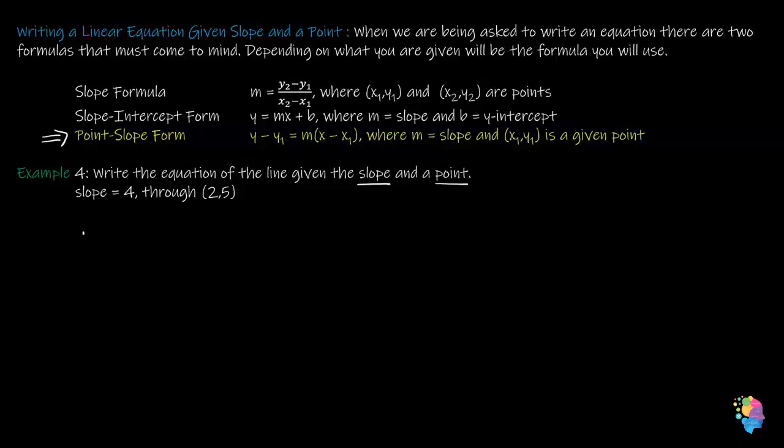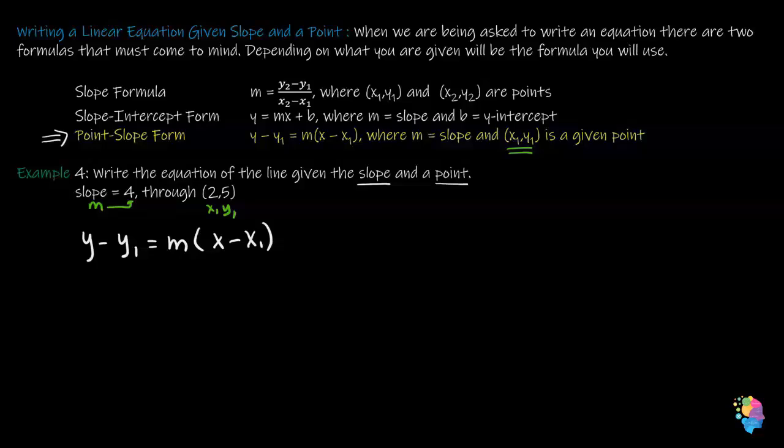The formula reads y minus y1 is equal to m parentheses x minus x1. Okay, very carefully, we are given the slope right here, and we are given a point. Remember, the point is going to be labeled x1, y1, so that we're ready to substitute these values into the formula.